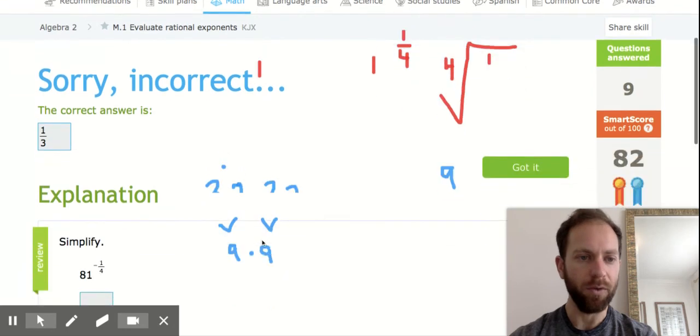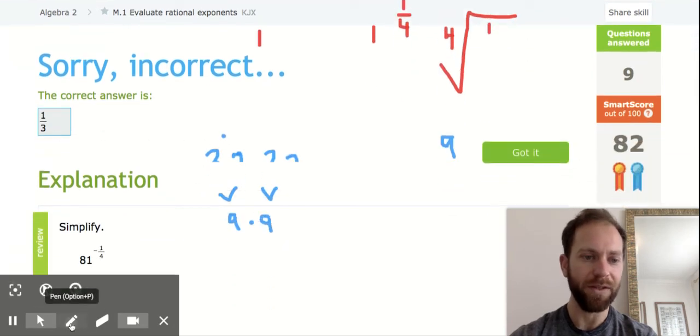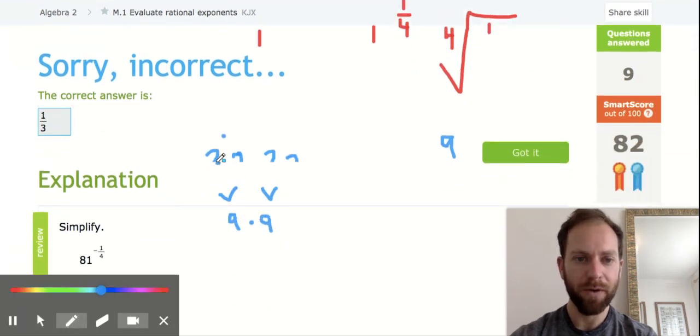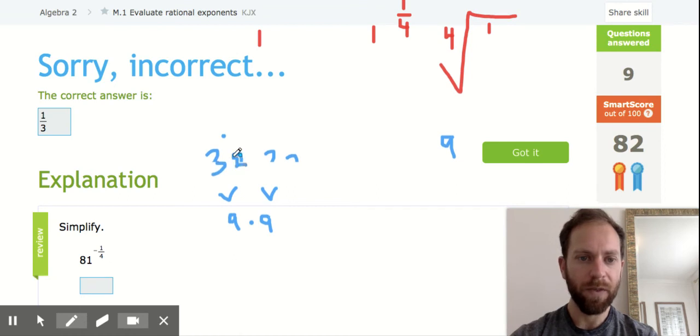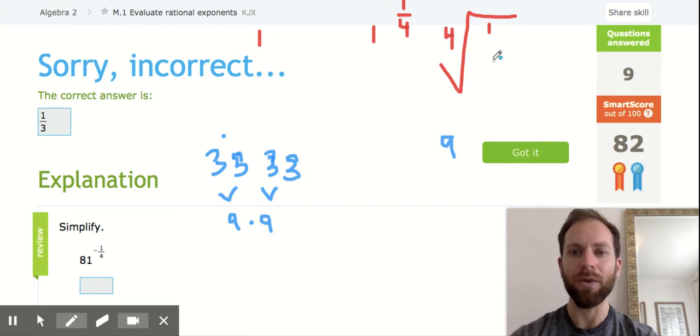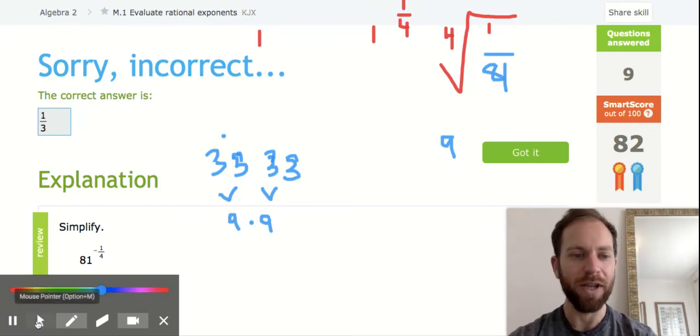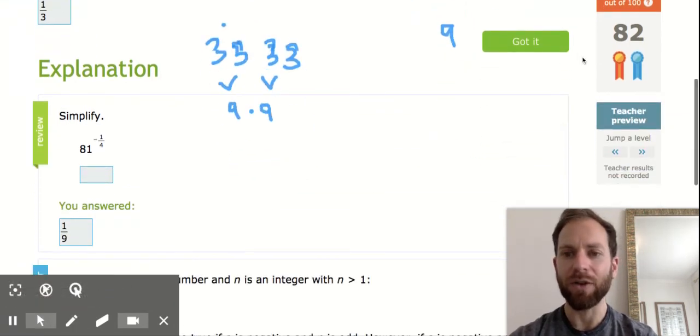Whoops, and oh, look what happened, 1/3. Oh, I see what happened. You see what happened? Remember, we did 3 times 3 times 3 times 3, but I took this 9 here. The fourth root of 81 wasn't 9, it was 3. So I did the work right, I wrote the answer wrong. Sure, it's happened to you before too. Let's try one more.